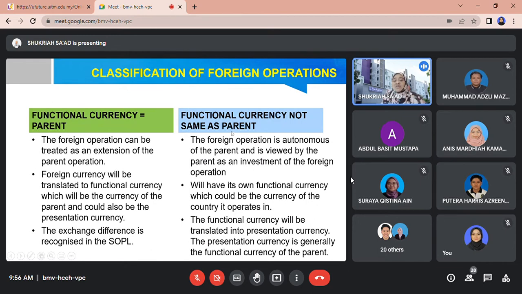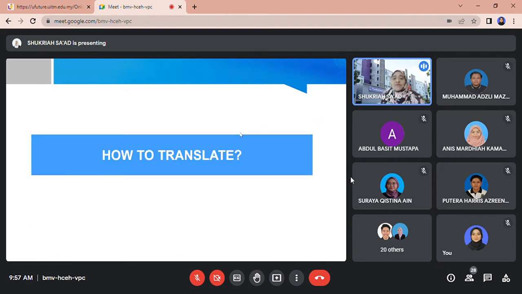Tapi kalau functional currency not same as parent, yang ni subsidiary ada autonomous of the parents. So subsidiary yang located dekat luar negara, they may make their own decision in terms of financing, nak ambil kat mana, decision making, tak perlu rely on parents. So, satu functional currency equal to parents, satu adalah functional currency not same as parents. Okay? Boleh? Okay, how to translate?